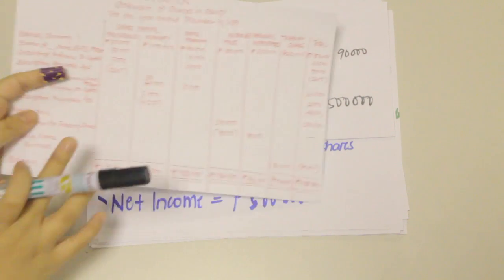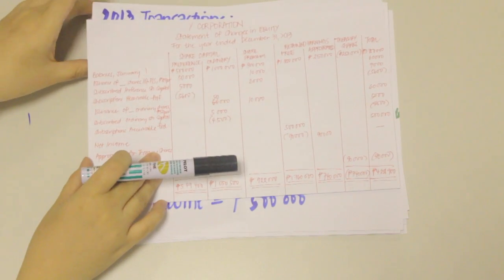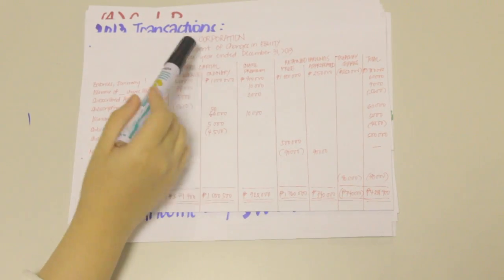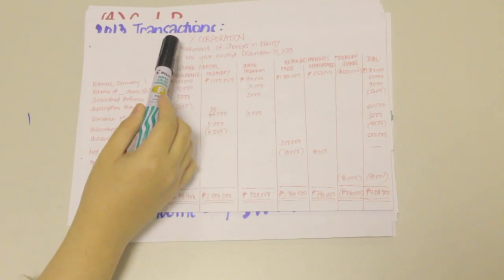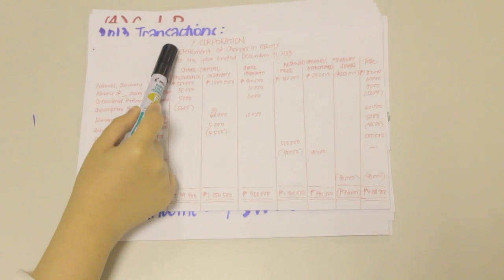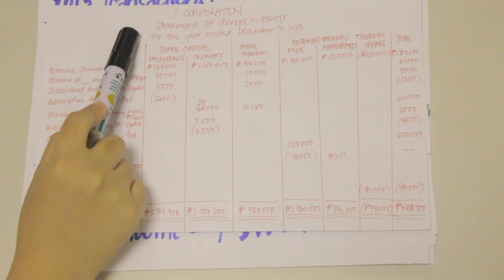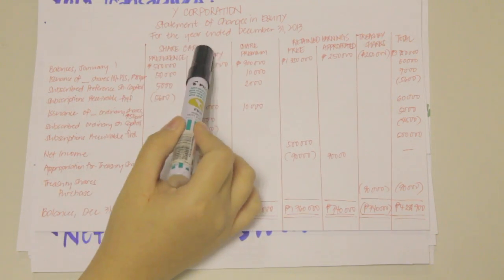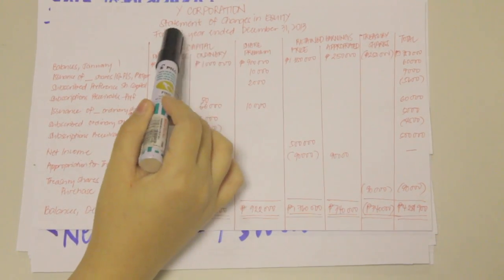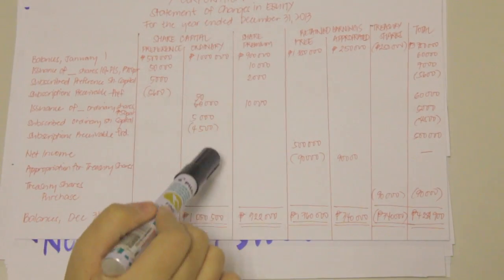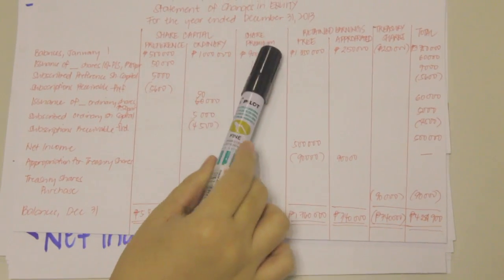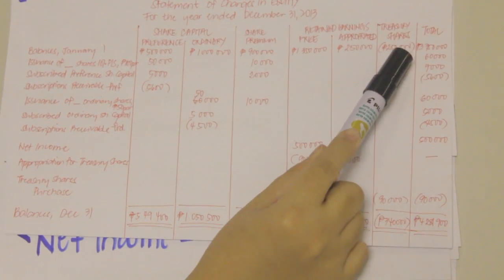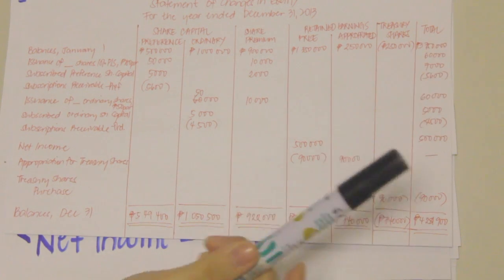So to make a statement of changes in equity, we have to first label the headings, so that's the name of the corporation, and then the type of statement being prepared, which is the statement of changes in equity, and the date, which is for the year ended December 31, 2013. And now we have to label the headings for every column. So first we have the share capital for preference shares, and then we have ordinary share capital, and then we have share premium, and then retained earnings for free and appropriated portions, and then treasury shares, and then the total.